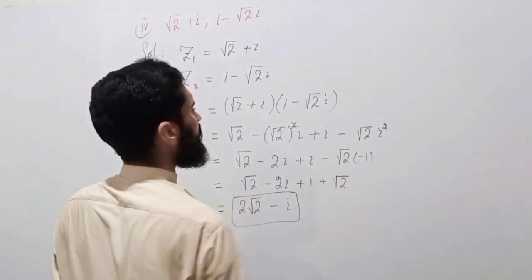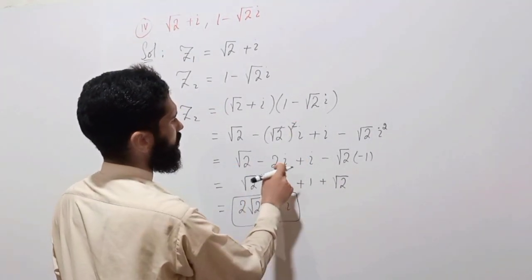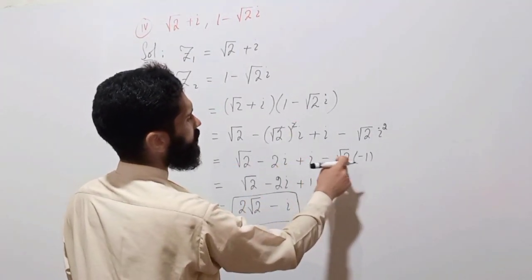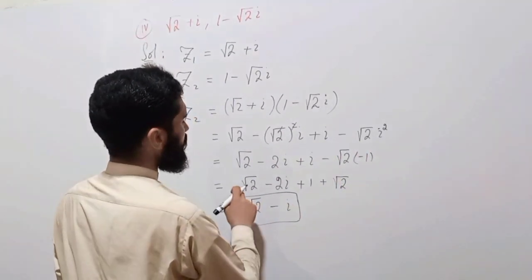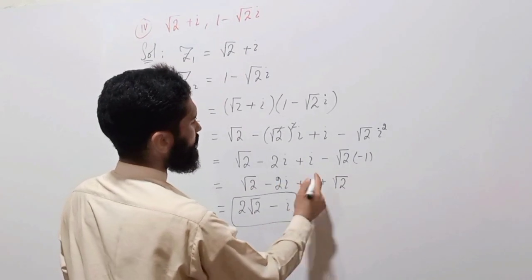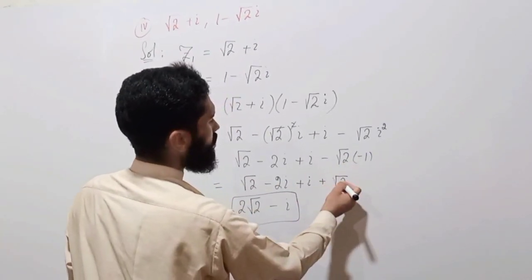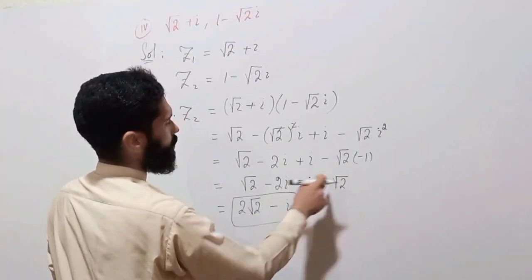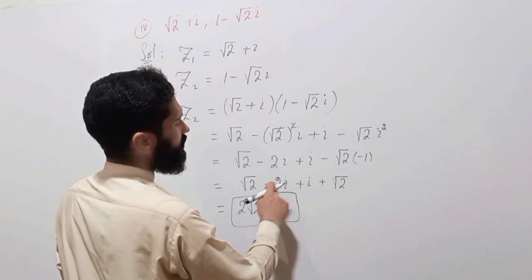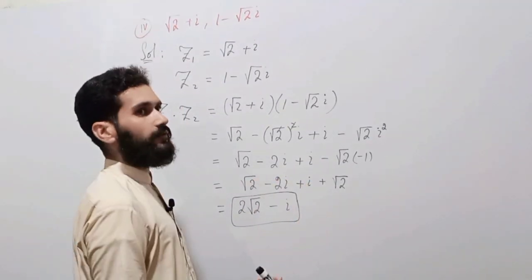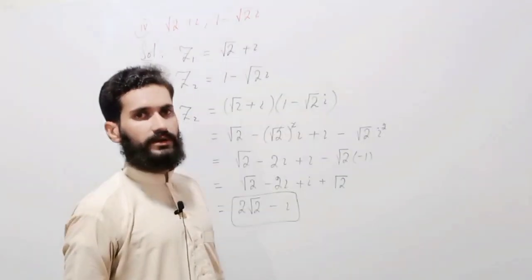Once iota square is negative 1, equal to square root 2, and square root of 2 minus the 2 iota plus iota minus square root 2, multiply negative 1. Multiply once the 2 square root of 2, minus 2 iota plus iota, minus into minus is plus, square root 2. Adding operation 1 plus operation 1 gives 2 square root 2 minus negative iota. This is the required result.